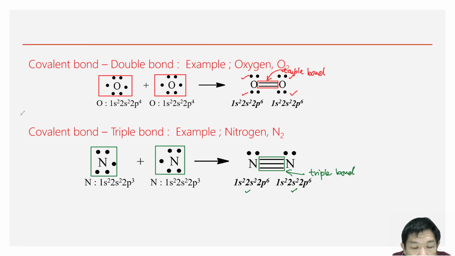So this is how a covalent bond can be formed. It can form either a single bond, double bond, or triple bond. Okay.